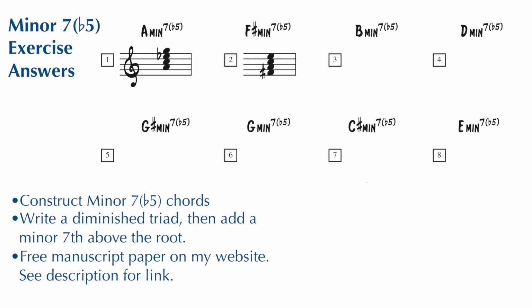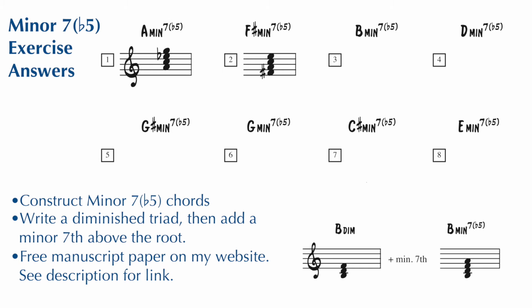Number 3, B minor 7 flat 5. First, construct a B diminished triad. That's going to be B, D, and F. After that, we add a minor seventh above the root of the chord. The root of the chord is B. A minor seventh above that is A. Stack them all up. You have B, D, F, A. B minor 7 flat 5.